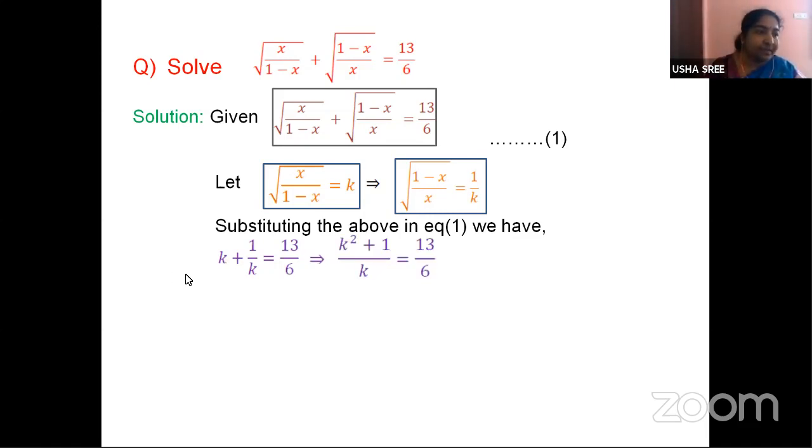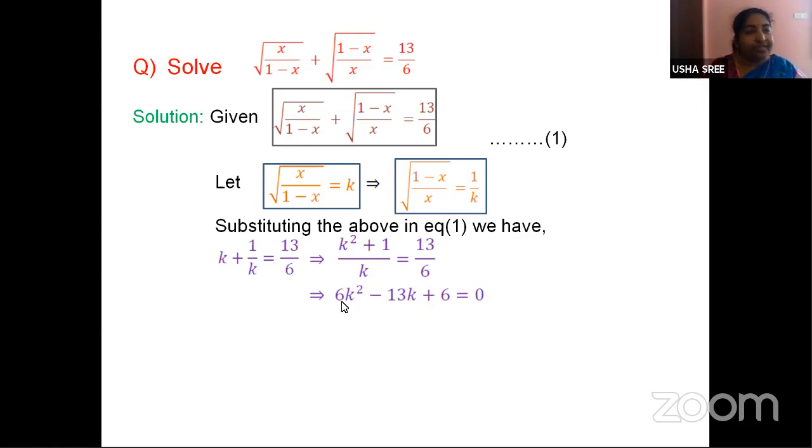Now take LCM. When you take LCM, your LCM is k. Then k square plus 1 will be your numerator, which is equal to 13 by 6. Then we'll go for cross multiplication. 6k square plus 6 is equal to 13k.